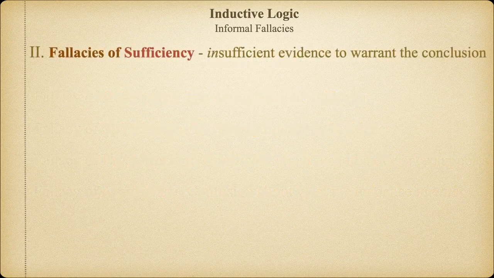Now, in our last video, we examined some of the common informal fallacies that occur when we fail to use evidence that is relevant to the conclusion that we're trying to reach. In this video, we'll look at a few examples of informal fallacies that occur when we fail to gather sufficient evidence to warrant our conclusion. We can think of these as fallacies of weak induction, or, as I prefer to think of them, fallacies of sufficiency.